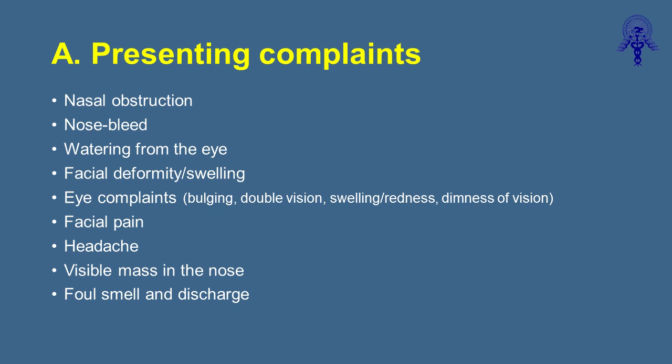একটা হচ্ছে nasal obstruction, nose bleed, এখানে পেশেন্টসের টার্মিনোলজি, নট ইউর টার্মিনোলজি। nasal obstruction, nose bleed, watering from the eye, facial deformity, facial swelling, eye complaints which include bulging, যাকে তোমরা বলো proptosis or exophthalmos, double vision, swelling or redness, dimness of vision. facial pain হতে পারে, headache, visible mass in the nose, পেশেন্ট এসে বললো আমার নাক দিয়ে একটা দেখা যাচ্ছে মাস, আর foul smell and discharge। সবকটা স্যার এর আগে বলেছেন, it is a summary.